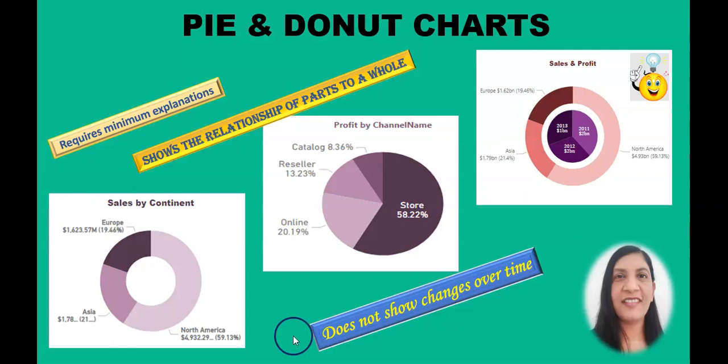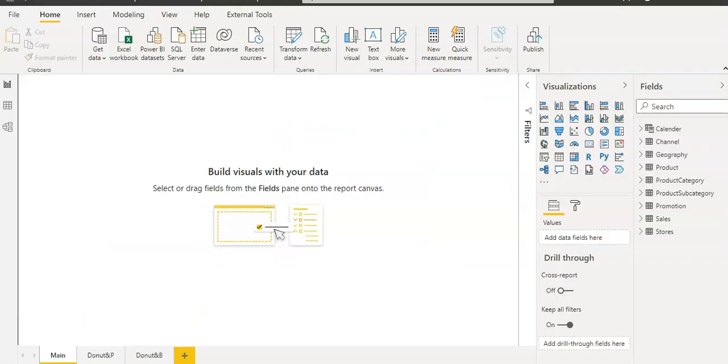However, some people say that it does not show the changes over time. Yes, that is true. However, I have an idea to improve the donut and pie chart performance, and I'll share it at the end of the video. So stay tuned. Okay. And I'm going to open up Power BI.